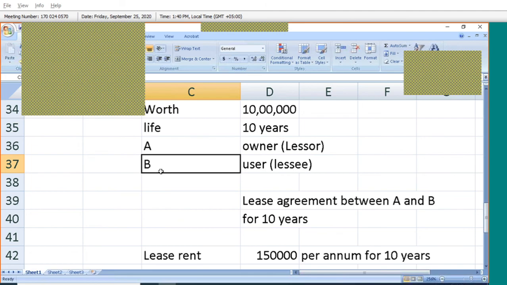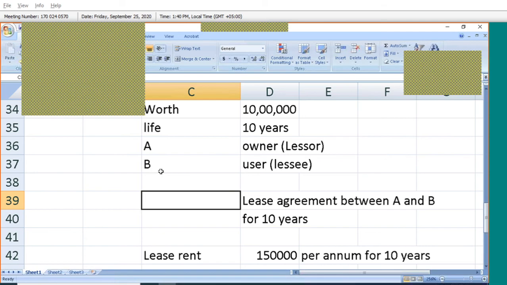Just tell me by reading this agreement. B. Who is using the asset? A or B? The next question is, how long is B using it? What is the life of the asset? 10 years.